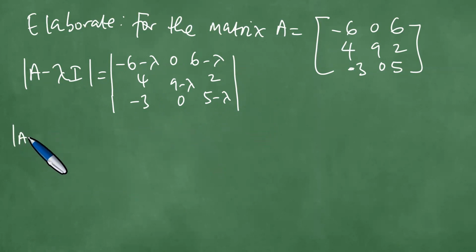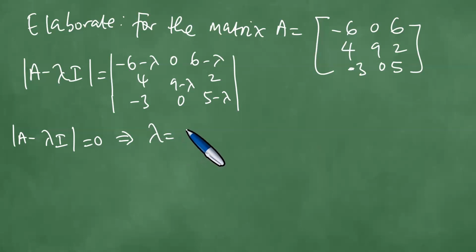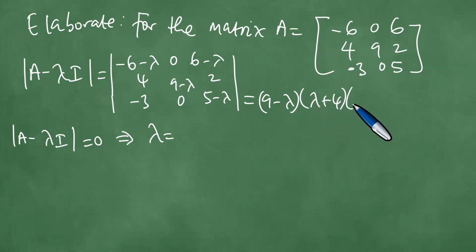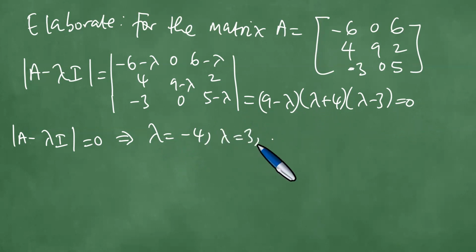And therefore, A minus lambda I equals 0. I'm not going to waste a lot of time there. So here it means that lambda becomes, so this becomes 9 minus lambda, which is lambda minus 3. And then this is minus 4, 3, 9.